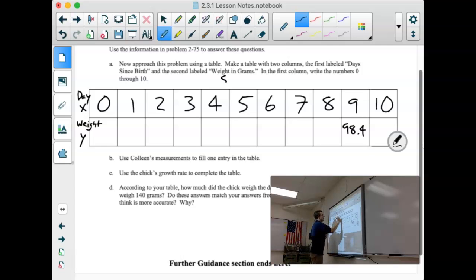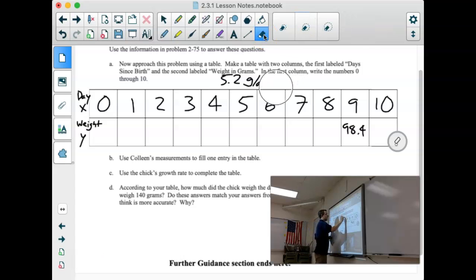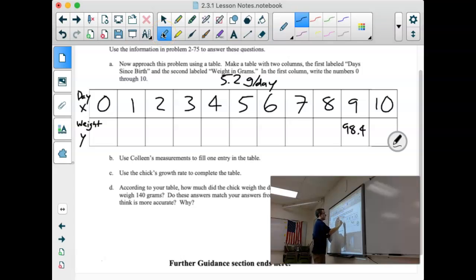Now we want to use the growth rate to complete this table. Our growth rate is 5.2 grams every single day. That's kind of messy, so I'm going to rewrite that. Apologies for the sloppy handwriting. 5.2 grams per day. That's number 6. If we want to go up to day 10, we add 5.2, so that would be 103.6.